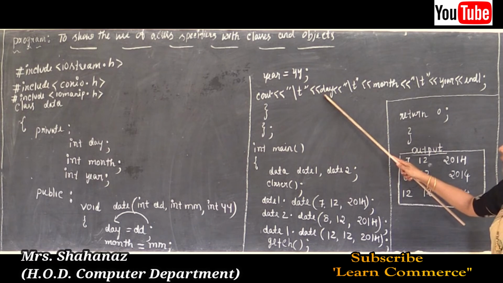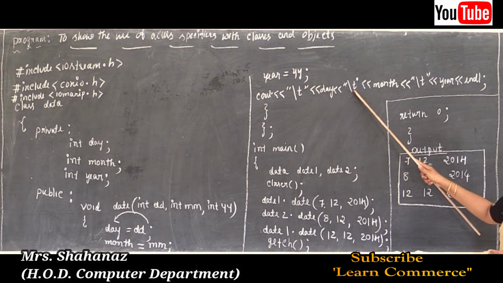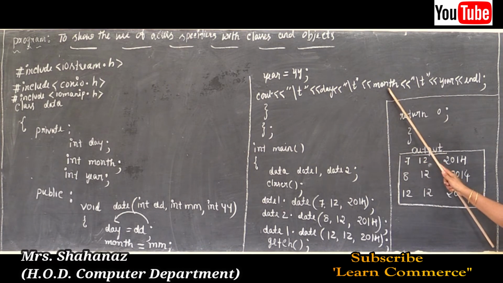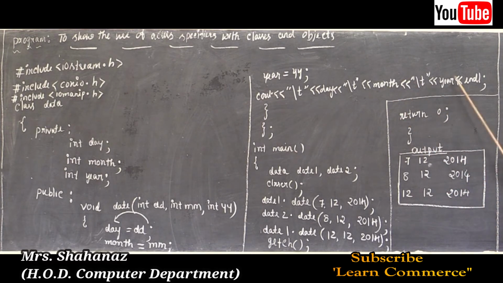So the day is going to display. Later, next one, some space, then it is going to display the month. After that, some space, then it is going to display the year. Is this point clear? Why?